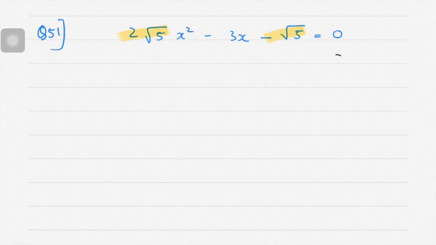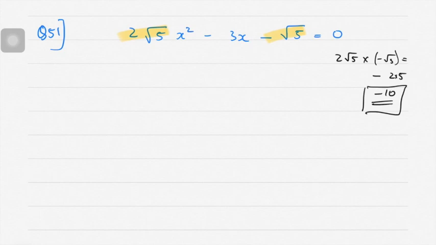2 root 5 and minus root 5. Okay, when I multiply this, I'll get 2 root 5 multiplied by minus root 5. So there is one minus sign, so my answer will become minus, and 2 into 5, because root 5 and root 5 is 5. Correct? Root 5 into root 5 is 5. So 2 into 5 is minus 10. So minus 2 into root 5 is minus 10.